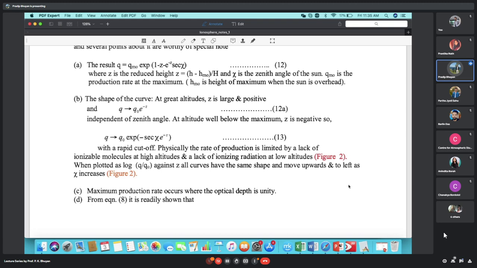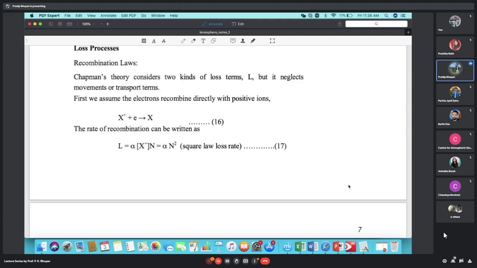That is the production. Now we come to loss processes. Now what is loss? Loss is the amount of ionization plus or minus the amount of recombination, because now ions and electrons have been produced. The solar radiations have produced the ions and electrons, but because the ions and electrons are chemically active, chemical reactions can take place between them.